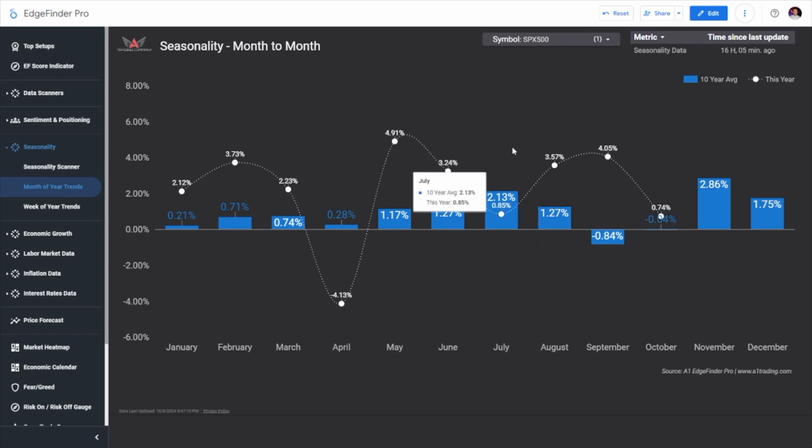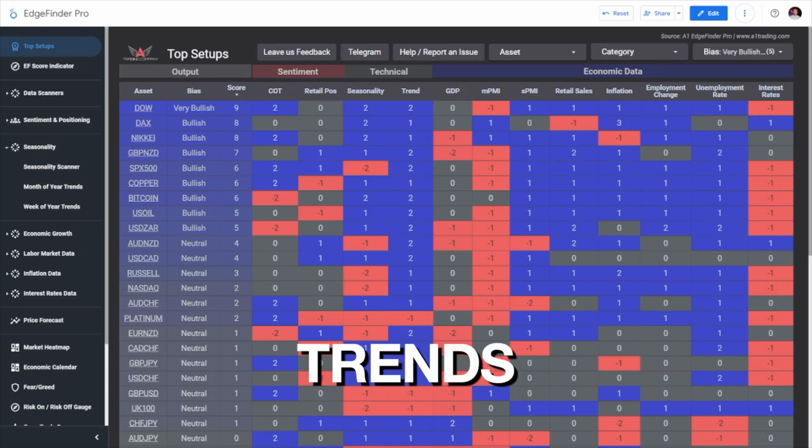And just a reminder as we go through this video, at the end of the day, what is the purpose of the EdgeFinder? Well, it's in the name. It's to help you find edges in the market through market data. The next part of this video will be focusing on the trend category within the EdgeFinder's top setups algorithm.